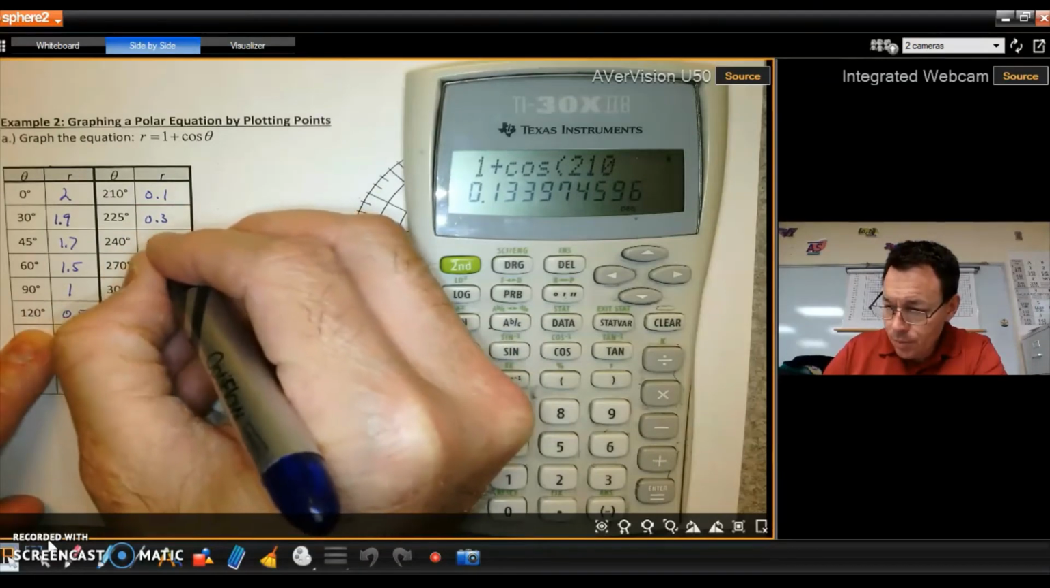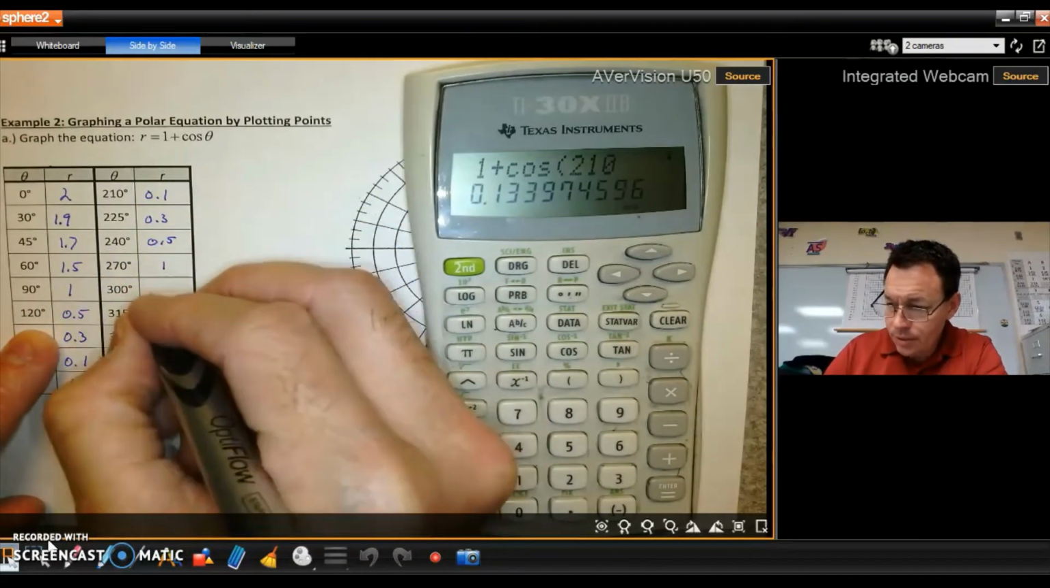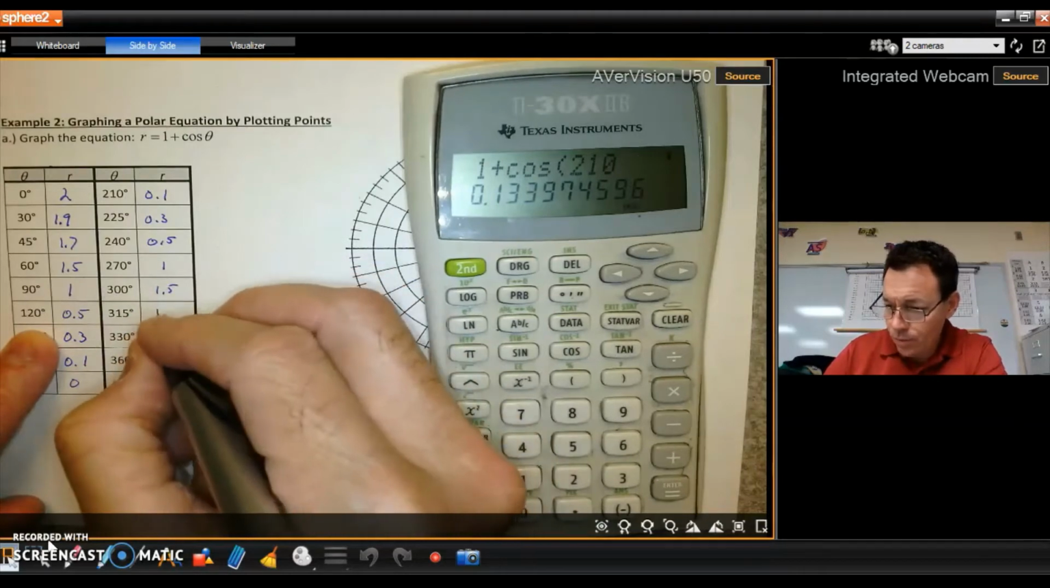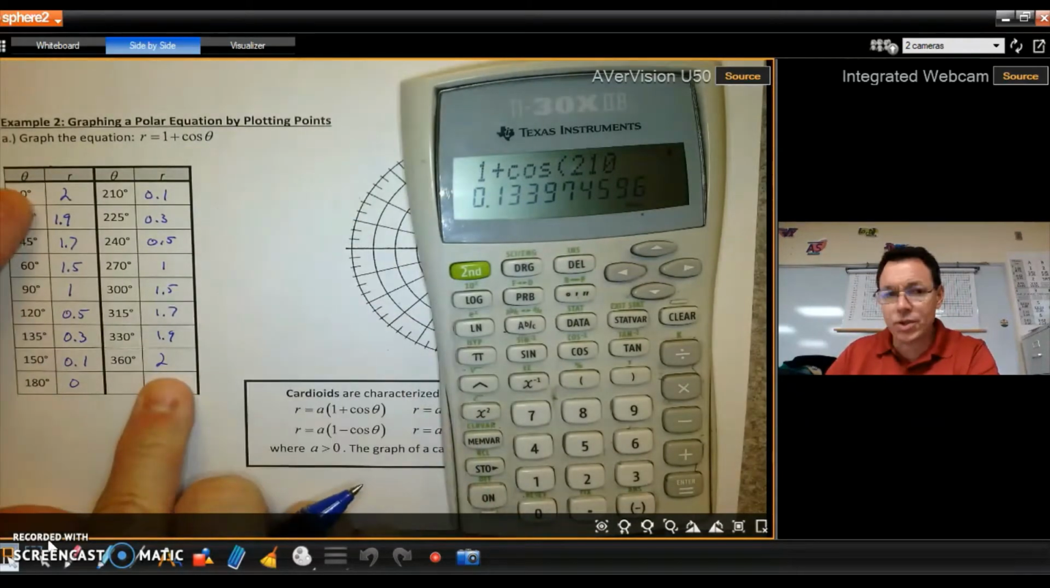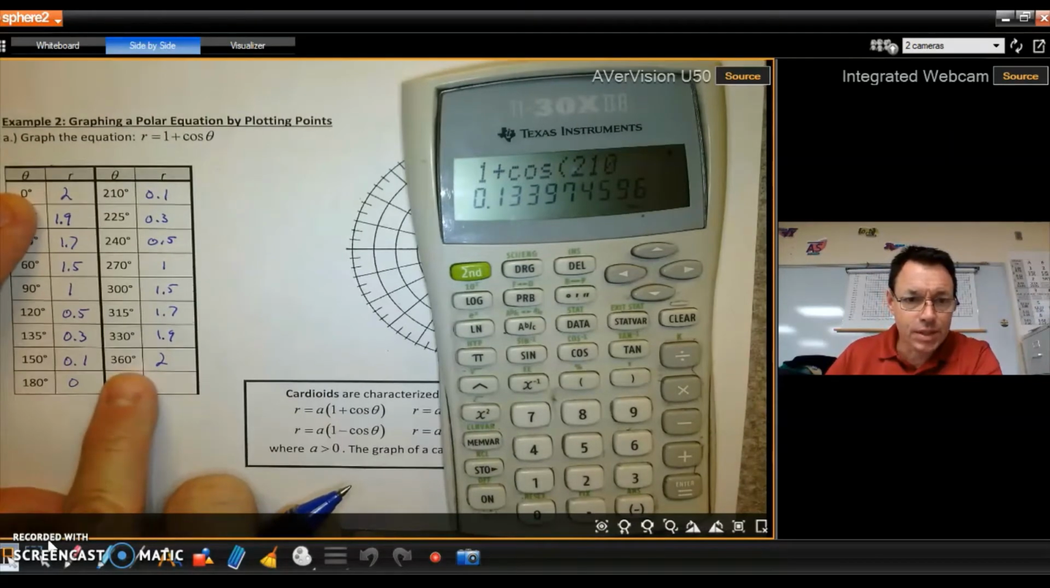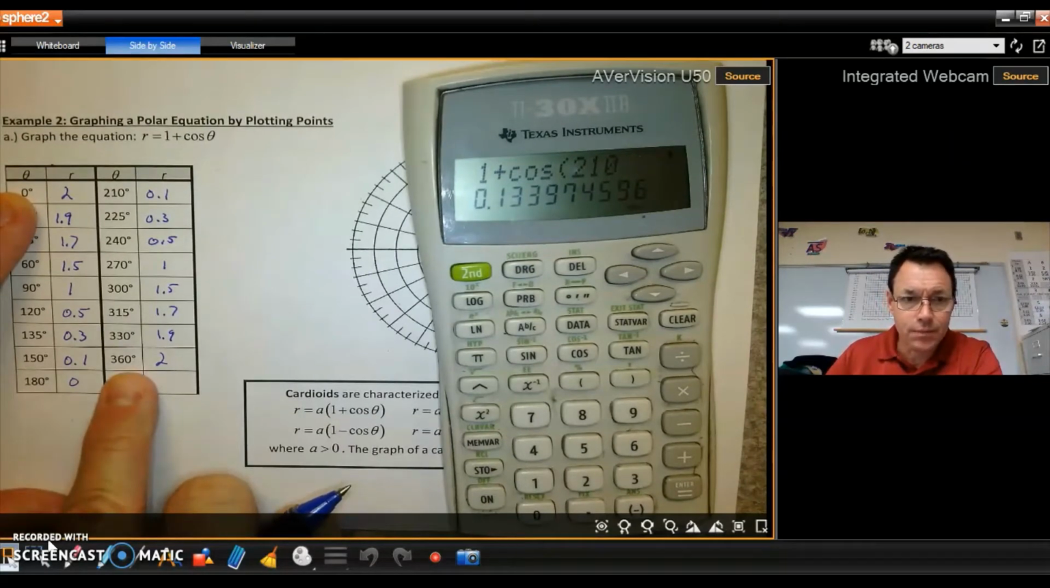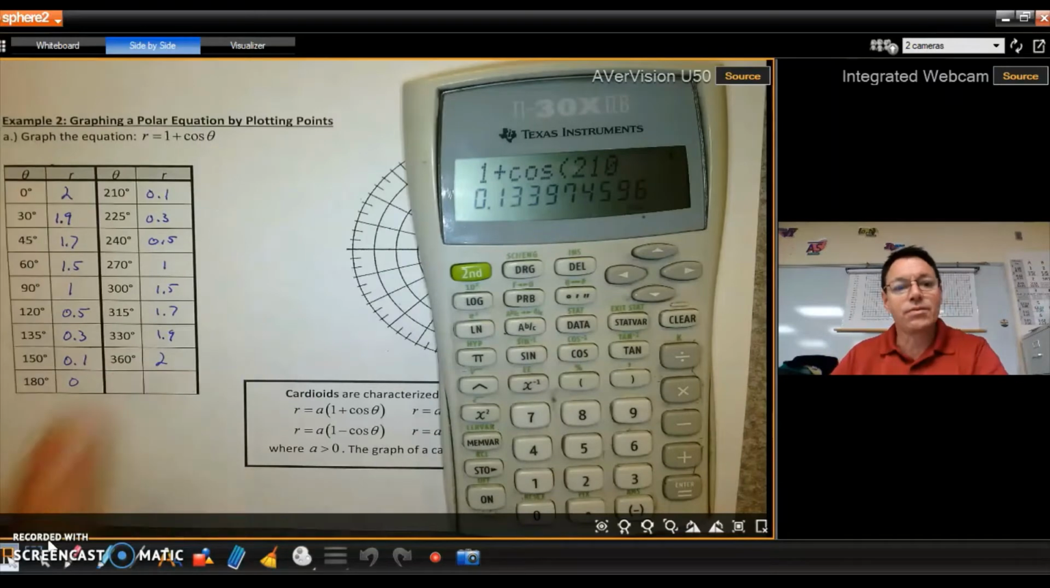240 is going to be 0.5, and then 1, 1.5, 1.7, 1.9, and then you're always going to end where you started. 0 and 360 are the same angle. So if that has a value of 2, that should have a value of 2. And that's our T-chart. That's all we're doing. We're doing T-charts that we need to come over here and graph.